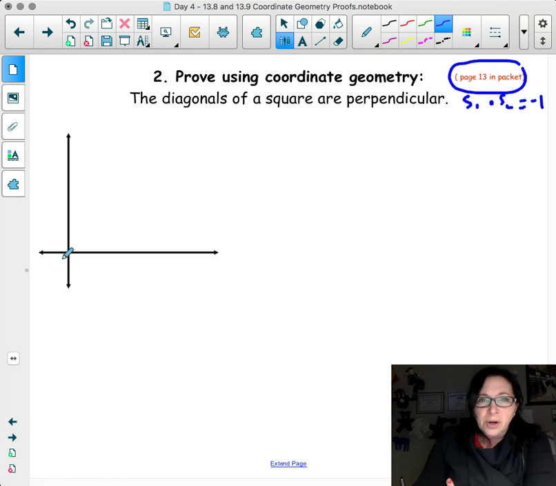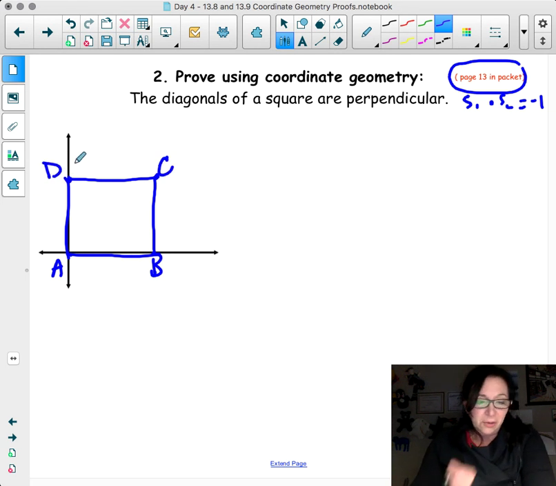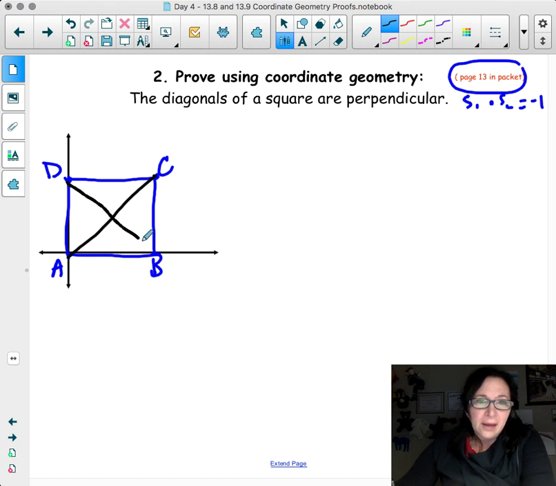So the first thing we're going to do is find the slopes of the diagonals to prove that they're perpendicular. So first I'm going to make my square here. I'm going to label this A. Here's my square like this. A. This I'm going to call B. I'm going to call that C, and I'm going to call that D. You can call it whatever you want. That's up to you. But I'm going to draw in my diagonals. And I'm trying to prove that they're perpendicular.